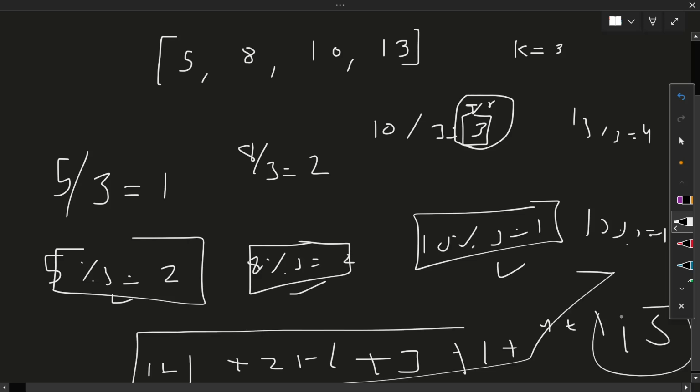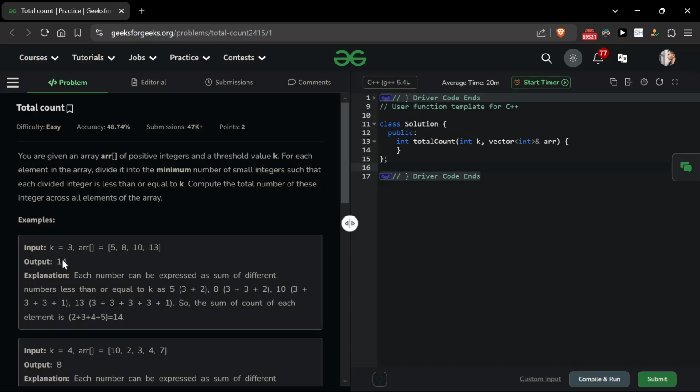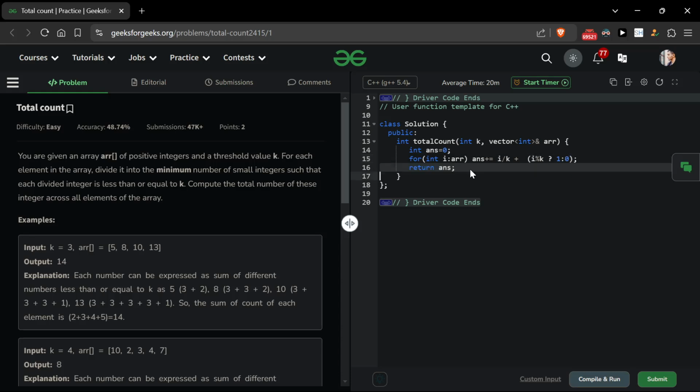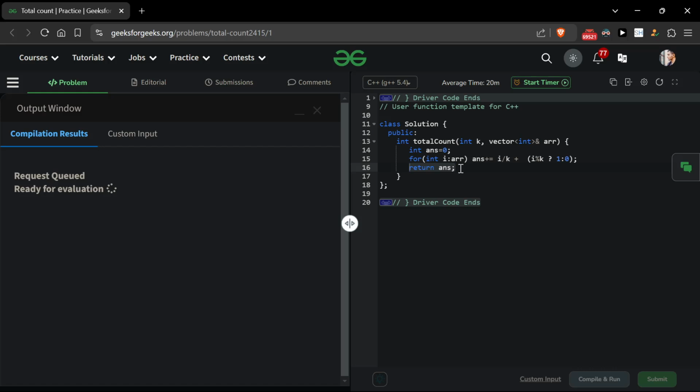Let's code this. Sorry, the total is 14, my mistake. So first we have the answer, then we just need to iterate and add to our answer. We need to find the quotient, and if there's a remainder, we consider 1, else we consider 0. And at the end, just return our answer. This is a pretty easy question. Let's give it a try.